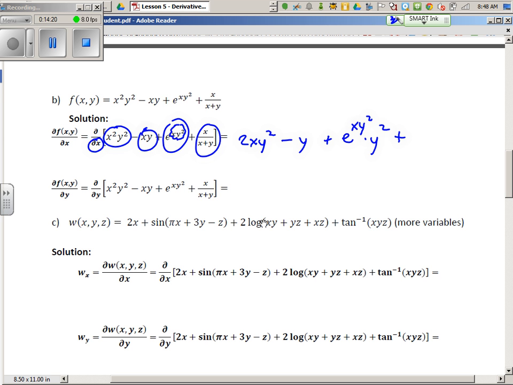Plus, here we probably would want to use the quotient rule, right? Low d high minus high d low, all over low squared, and simplify. If you're going to do this with respect to y, this is going to be 2y x squared. X squared is just a number, you see. Minus x.